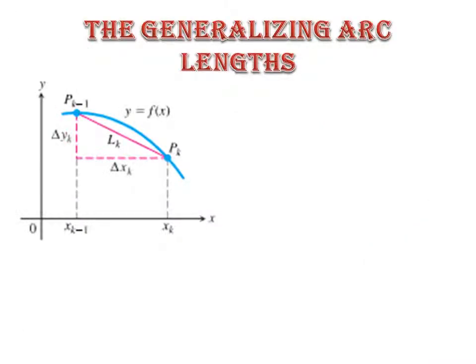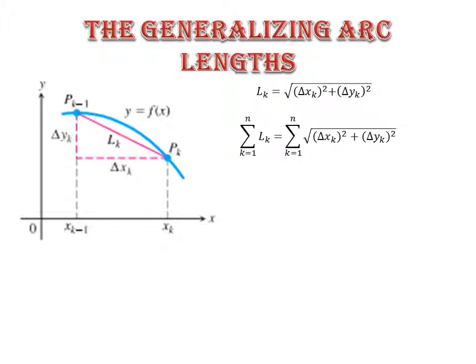Now let's generalize the arc length. Let's get a better grasp on the length of each of these line segments. First, on each segment, let's define delta y. We can then compute directly the length of the line segment as follows: sigma k equal to 1 to n of square root of delta x squared plus delta y squared.